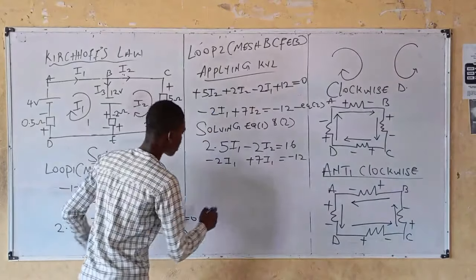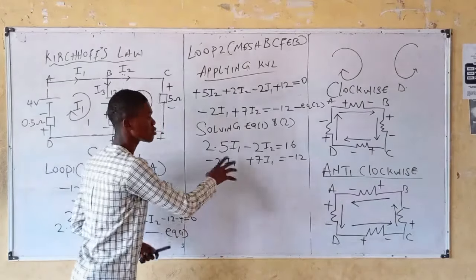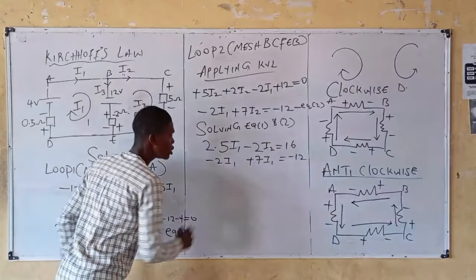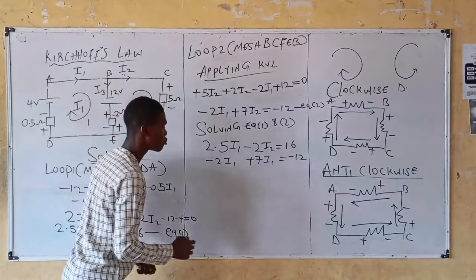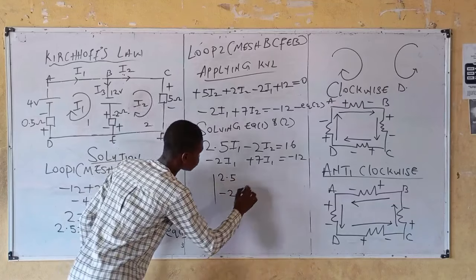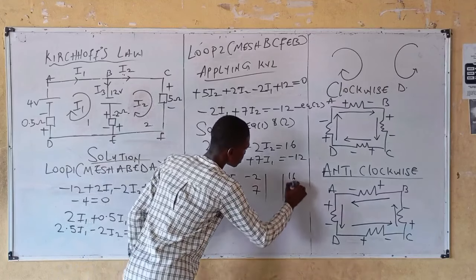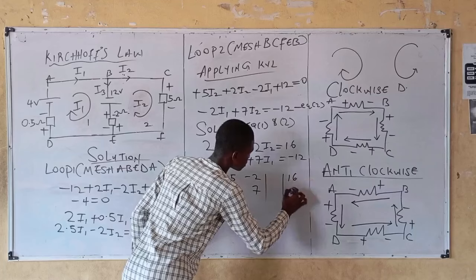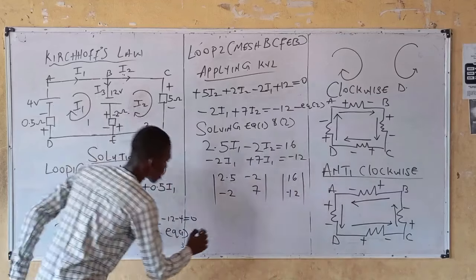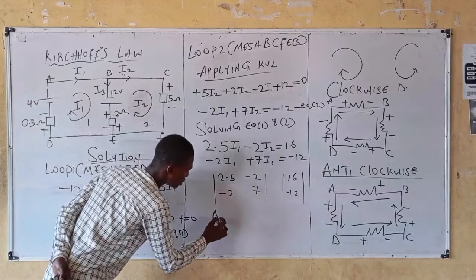Alright, your first task when it comes to solving equation 1 and equation 2 using matrix, what you just need to do, bring out your rows and columns. This is 2.5, minus 2, minus 2, 7, and you have 16, minus 12. Right? Now, calculate the value of your determinant, your original determinant.